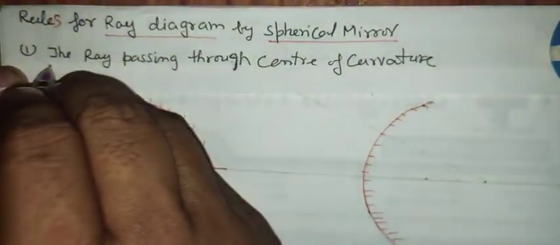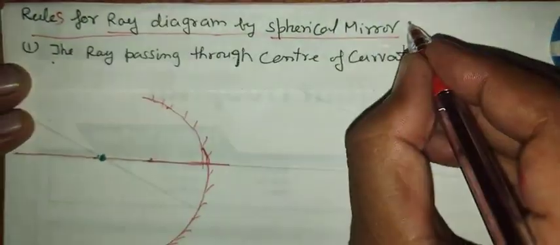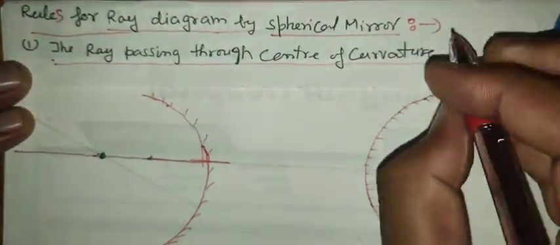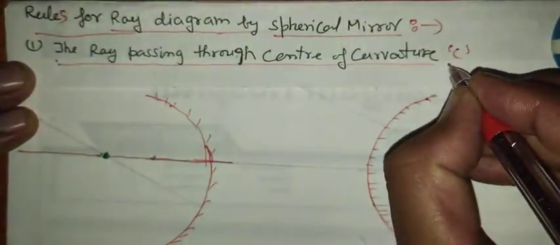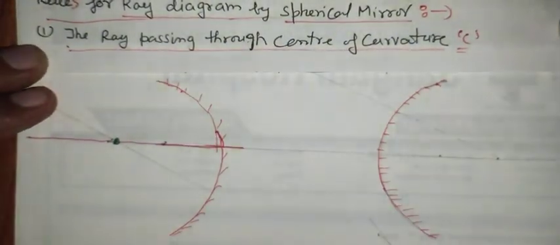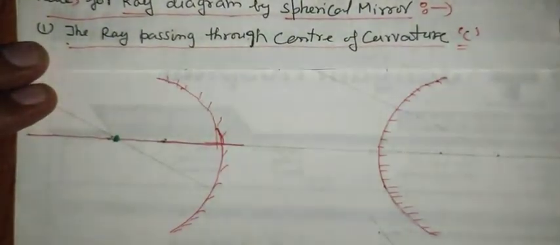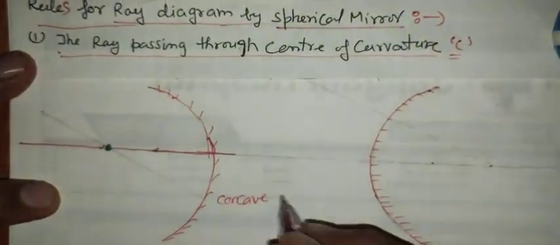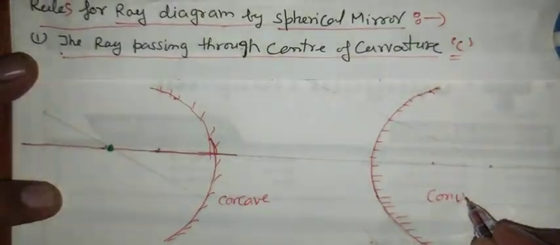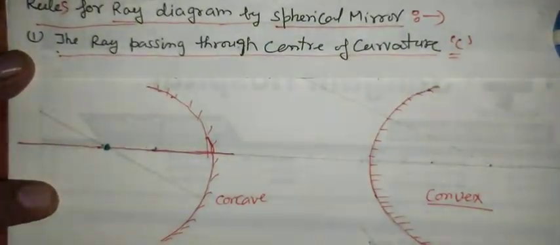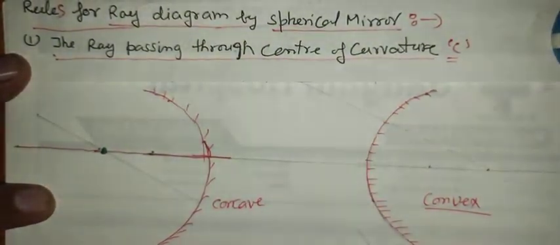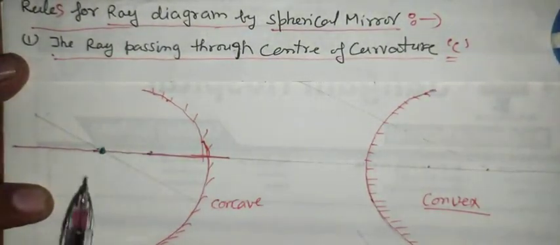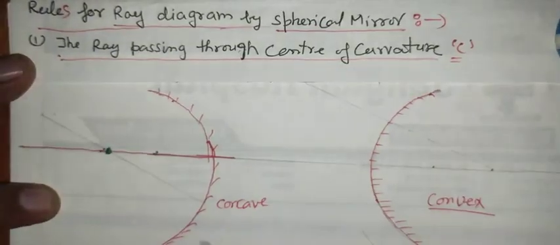The first is the ray passing through the center of curvature. The center of curvature is represented by C. A spherical mirror is of two types. One is concave, another is convex. You will see in both what happens when a ray of light passes through the center of curvature C.